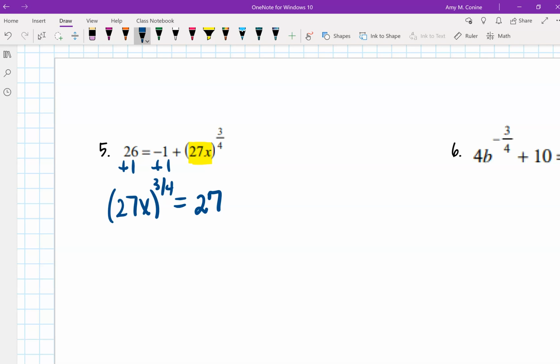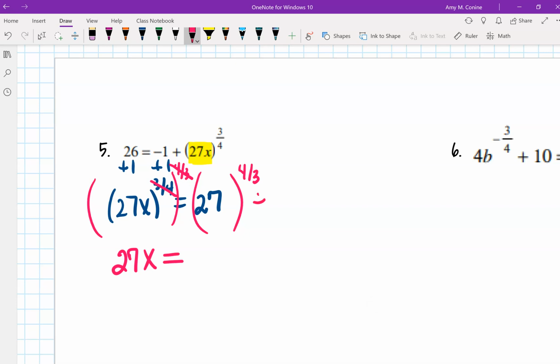Okay, so now what we're going to do is we're going to take both sides and raise it to the reciprocal. So 4/3, 4/3 is our exponent now in the pink, so that it will cancel the 3/4. So then on the left side, you're left with 27x. And then when you do the cube root of 27 to the 4th, or you just plug it in your calculator like it is right here, you should get 81. Hopefully you get 81. And then when you divide by 27, x should equal 3.